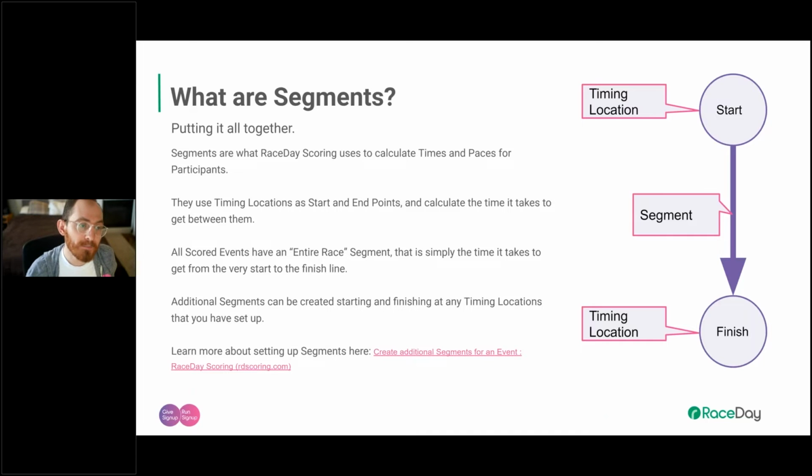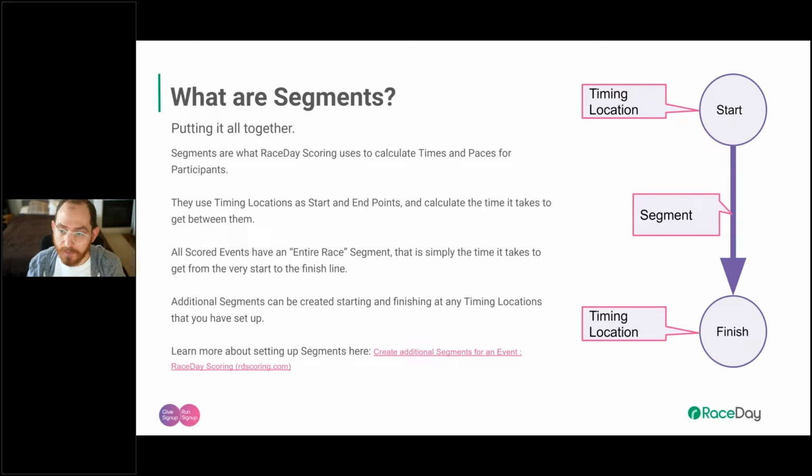So I did mention the concept of an entire race segment. By default, we have this, let's just start from here. Segments are what RaceDay scoring uses to calculate the times and the paces for participants. So basically on the right, I have a little diagram. I have a start location and a finish location, and connecting the two is what we call a segment. It's the time that is the difference between their read at the finish location and their read at the start location.